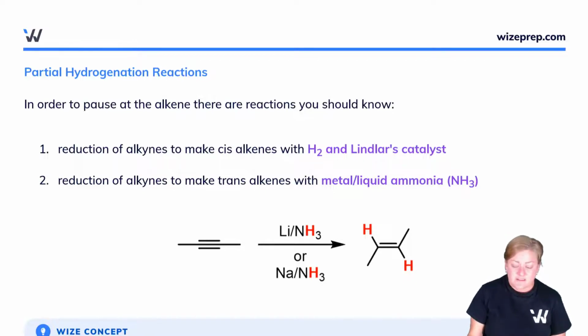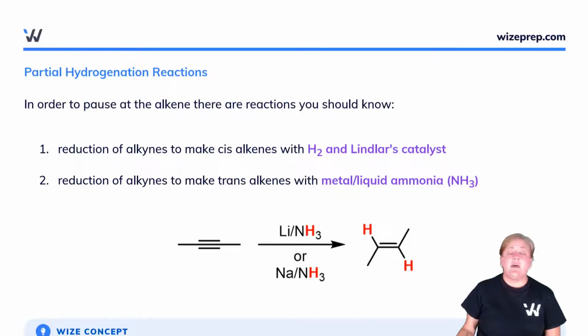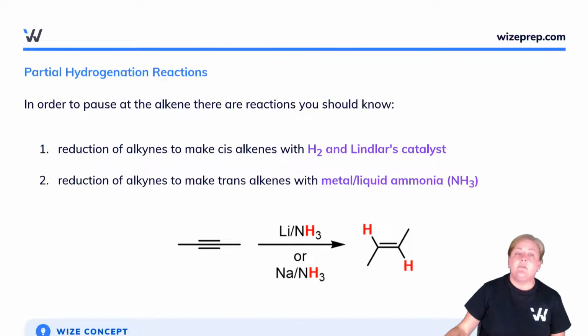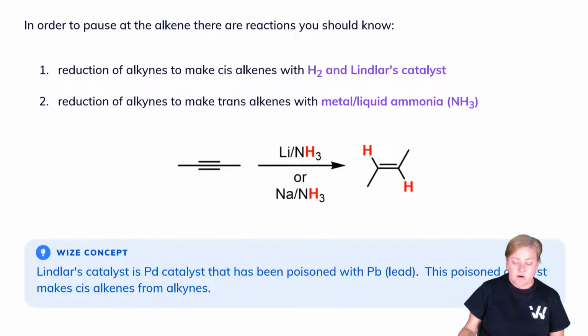In order to get the alkene, there are two reactions you should know. We just saw hydrogen and Lindlar's catalyst on the previous slide. And we also remember that metal and liquid ammonia can give the trans alkene, where the most common metals are going to be lithium or sodium. Remember, Lindlar's catalyst is that palladium catalyst that we saw earlier, but it's being poisoned with lead. This poisoned catalyst means that it can only undergo one reduction cycle.